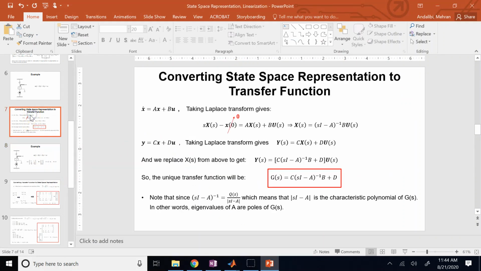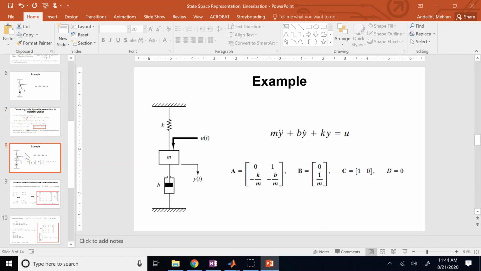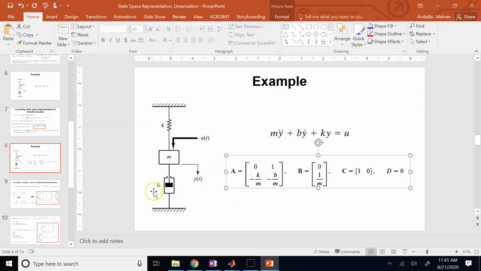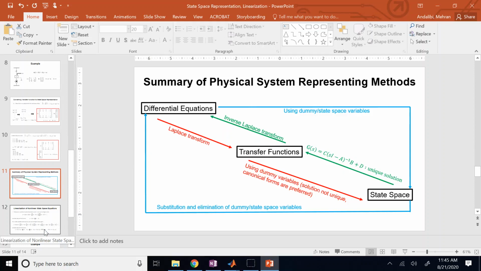Now, as I said, when you want to go back, so you have your transfer function, and you want to get A, B, C, and D. Okay, so I give you this. I say this is my G of s. You tell me what is A, what is B, what is C, what is D. There is no unique solution. There are infinitely many solutions. Why? Because depending on how you choose your state vector, your final answers could be completely different.